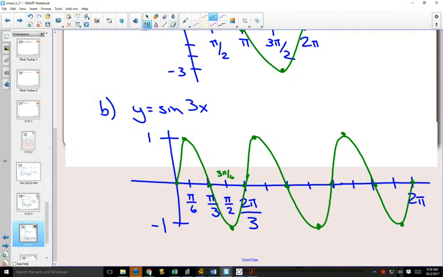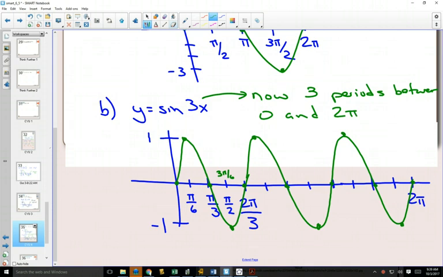And so another pattern that we notice with our b value is when our b value is 3, there are now three periods between 0 and 2 pi. Normally we had 1 period between 0 and 2 pi, but that compression of a third squishes them, and now we would have 3 periods. If it was a 6 inside, you'd have 6 periods between 0 and 2 pi.